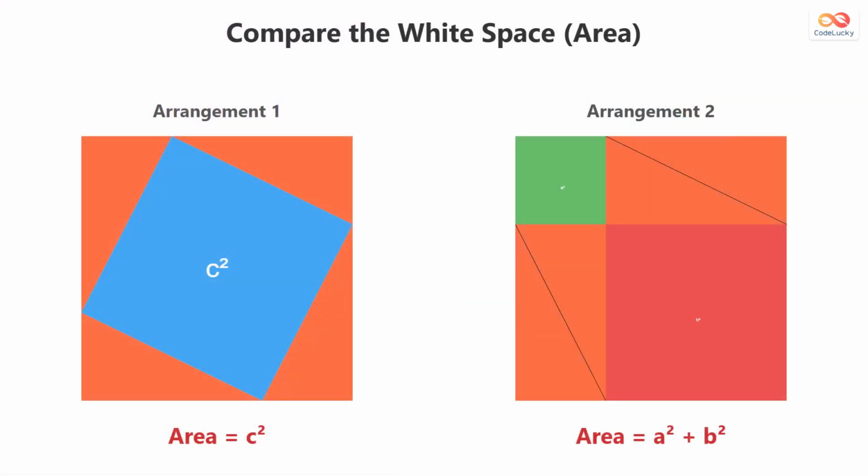Now, watch what happens if we slide those same 4 triangles around inside the same box. In the second arrangement, we push them together to form 2 rectangles. The empty white space is now divided into 2 separate squares. One is a squared, and the other is b squared. Since the total size of the box hasn't changed, and the 4 triangles haven't changed, the remaining empty space must be equal in both cases. Therefore, c squared must equal a squared plus b squared.